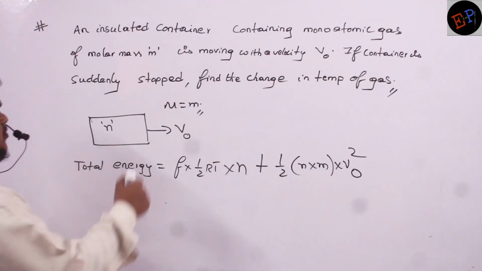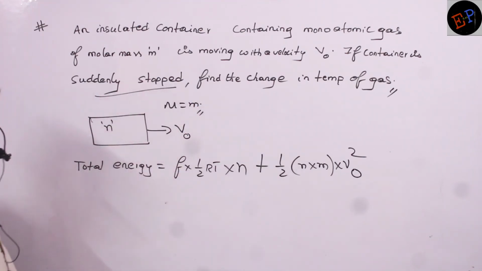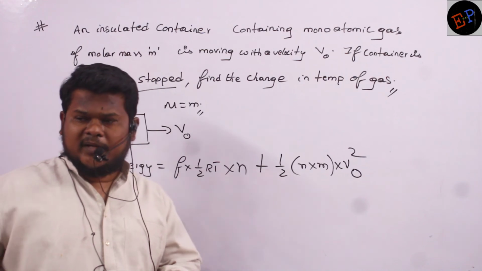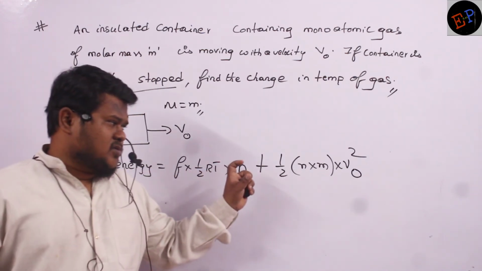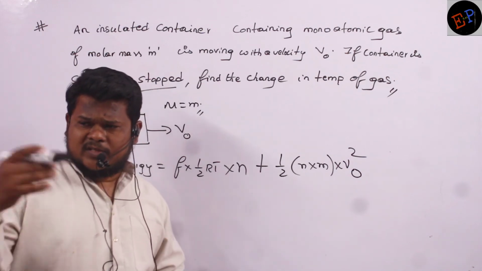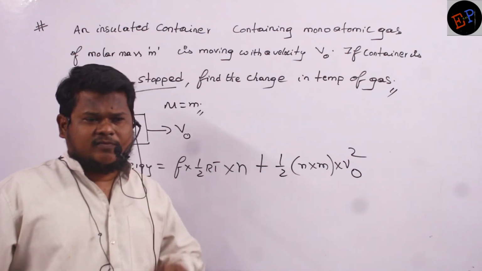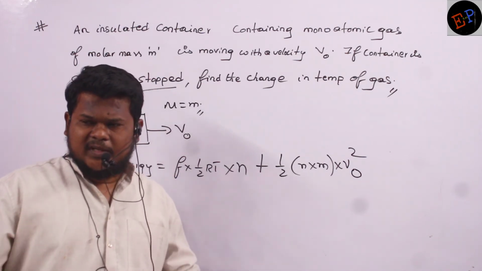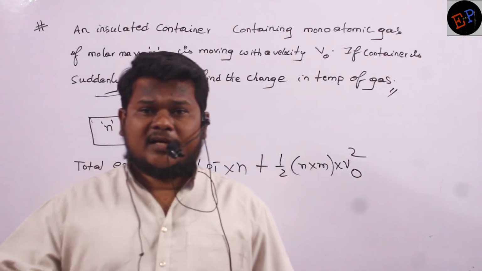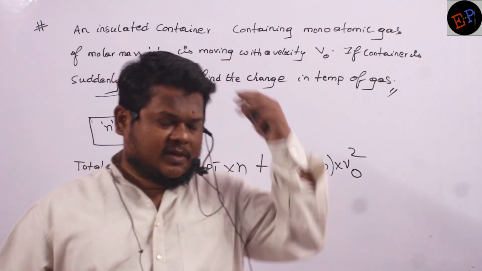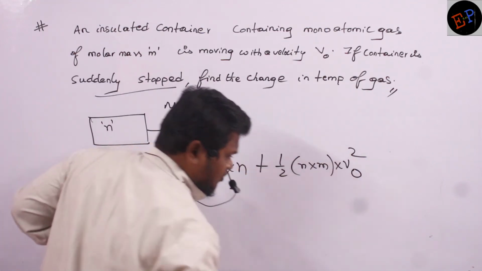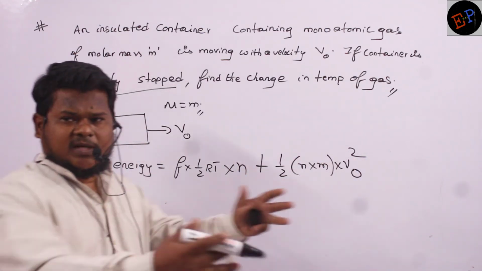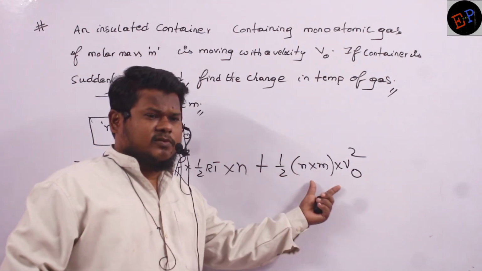Now what happens is, when this container suddenly stops, when we apply brakes to the container, what happens? Energy should be converted into some other form of energy. According to the law of conservation of energy, energy cannot be created or destroyed; it has to be converted from one form to another. So this total kinetic energy suddenly becomes 0. When I stop the container, the kinetic energy will become 0.